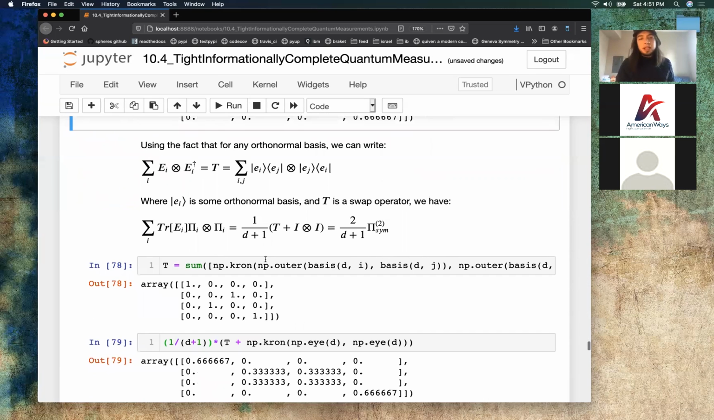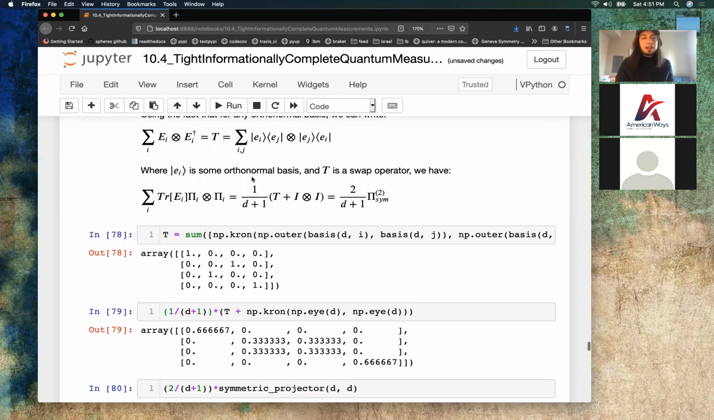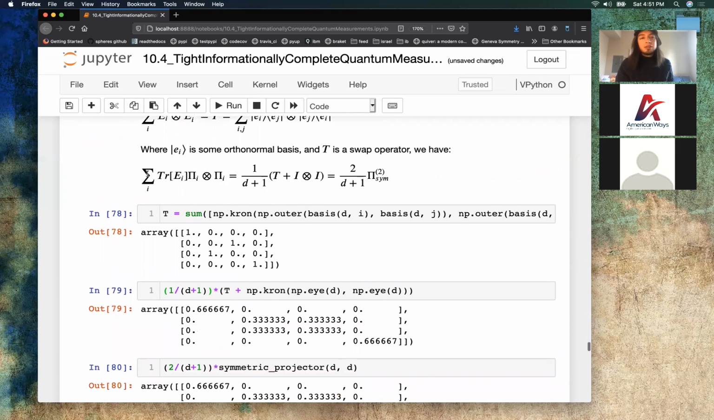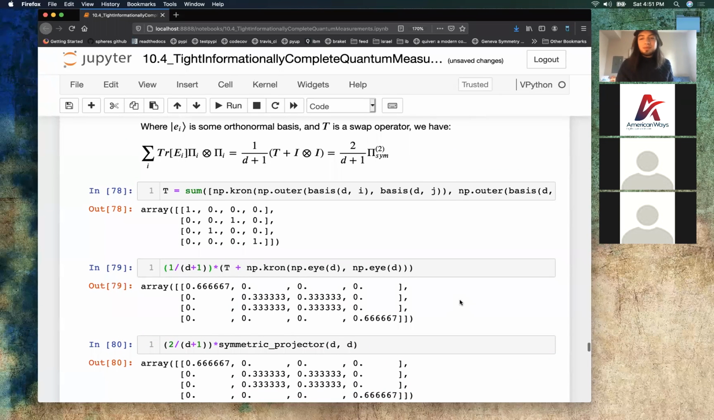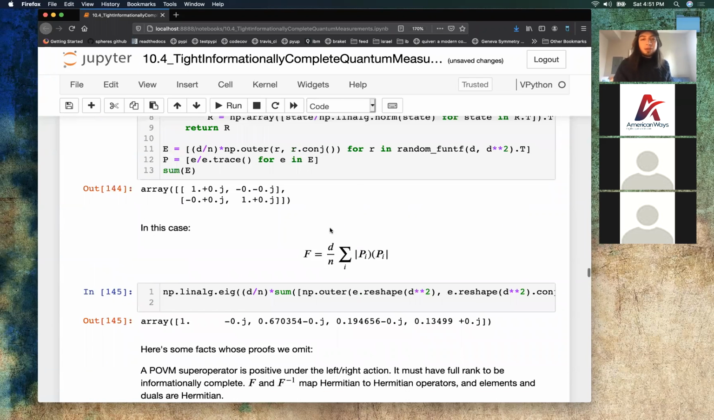So, not to belabor the details, we can rewrite things in such a way where we can write this as the swap operator. The point is, we can rewrite this as, you'll never guess, a projector onto the symmetric subspace. And so this connects back up with where we started way back when.